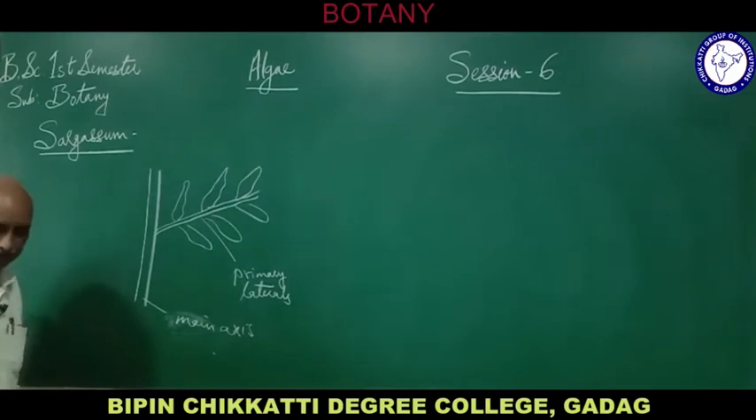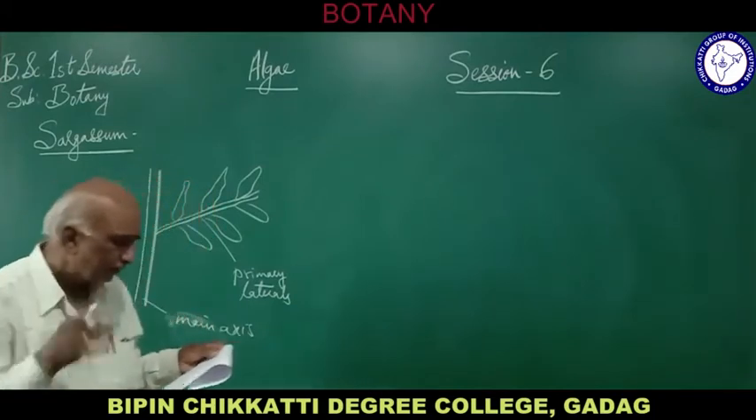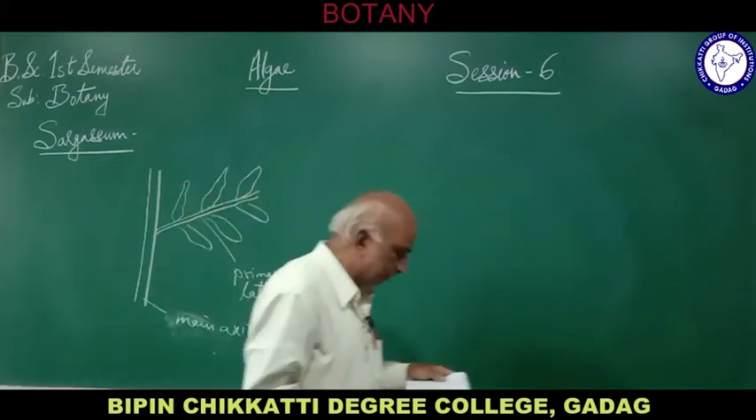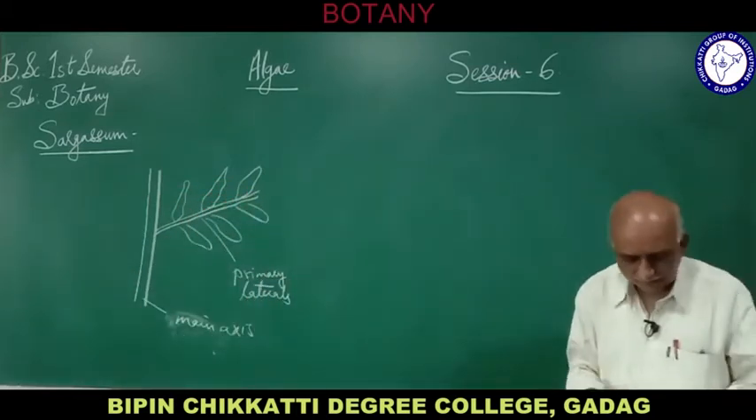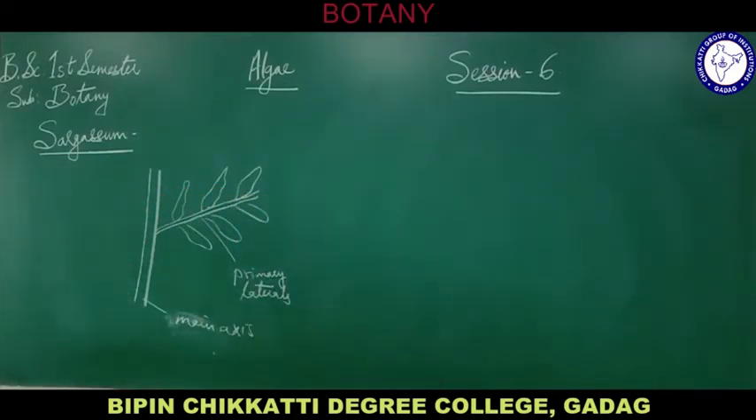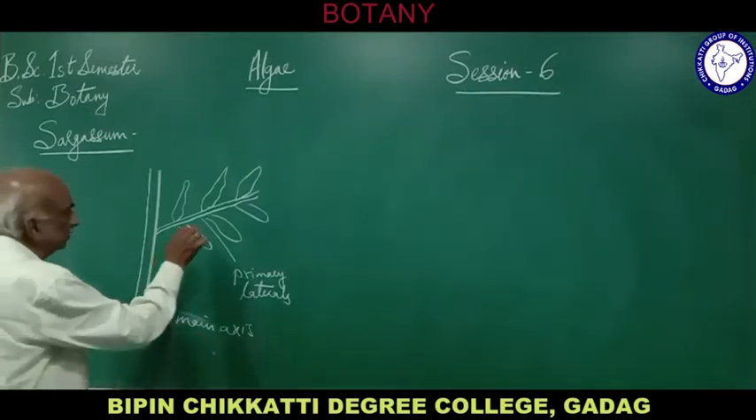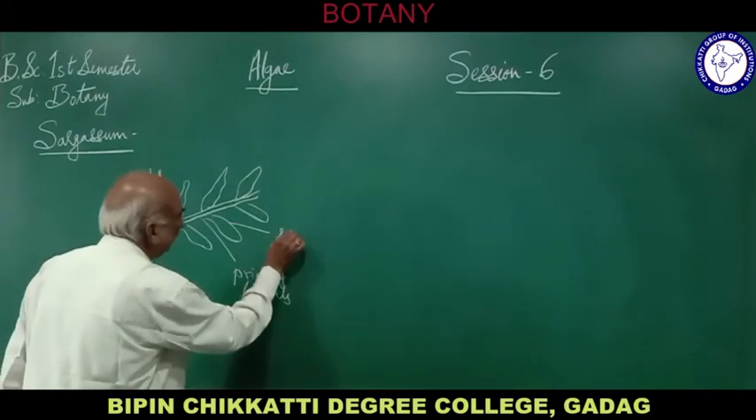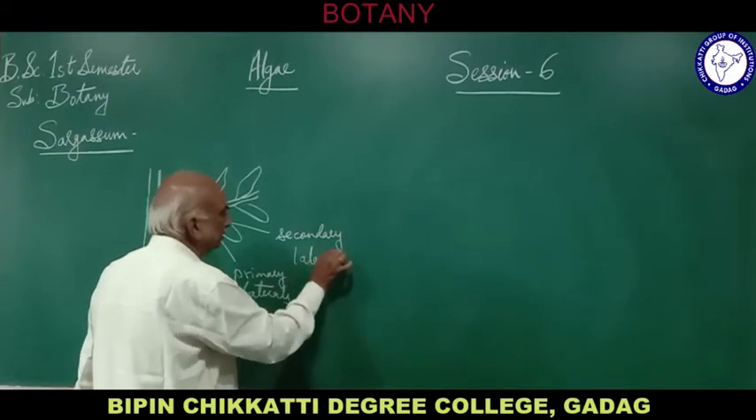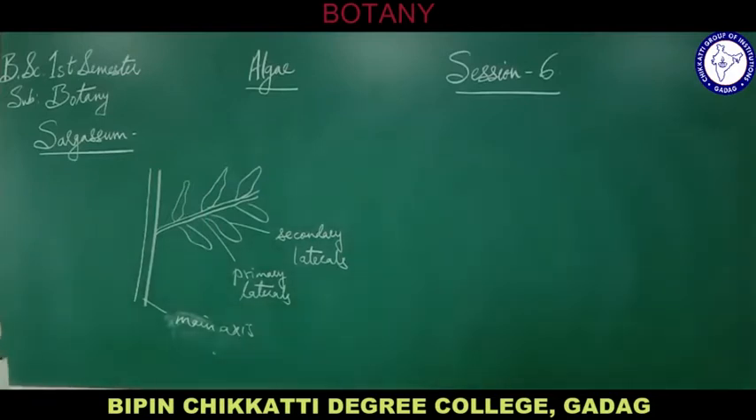It is a branch-like structure, and these unlimited branches, the primary branches, further give rise to the secondary laterals. So there are secondary laterals of limited growth. These are the secondary laterals which grow on the primary laterals. The primary ones are of unlimited growth and the secondary laterals are of limited growth.